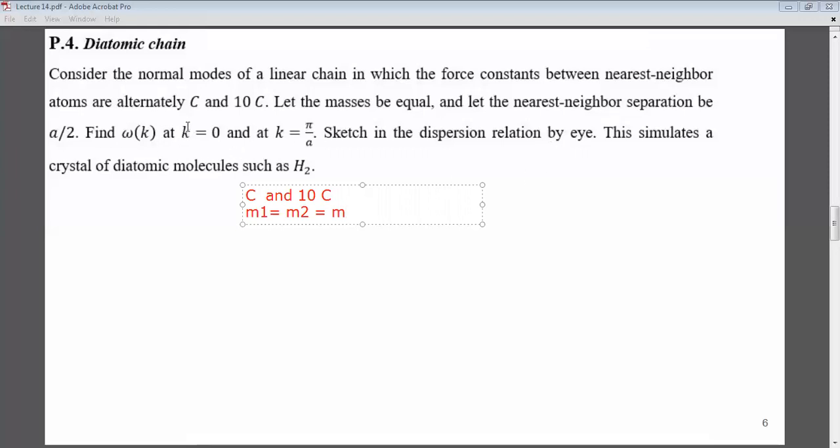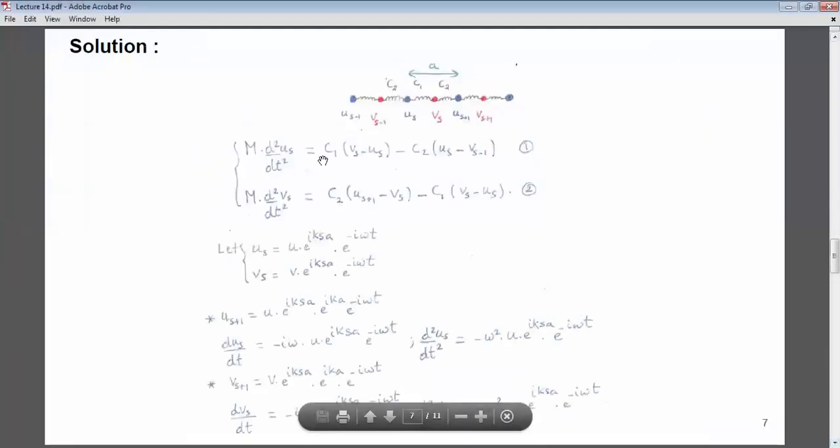Just put what is omega at k equals 0, what is it at k equals pi over a, and just sketch it by eye. Okay, so we will simply start with the same equation. So here now I have u_{s-1}, v_{s-1}, u_s, v_s, u_{s+1}, v_{s+1}. And this is C1, this is C2, okay, because they are now different. So if I write the equations, it's exactly the same.